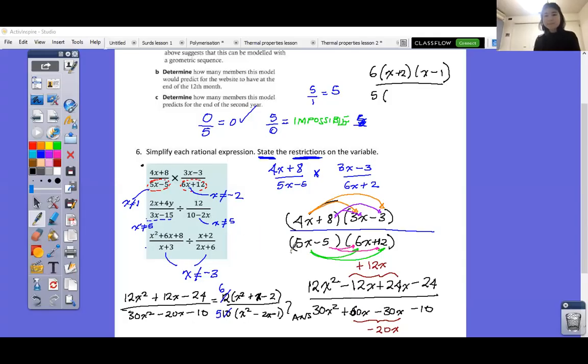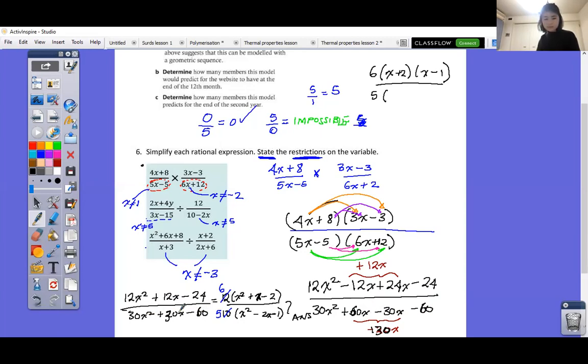Okay, so this here should have been 60x. Okay, and then this here is still minus 30x, and then this would be minus 60 here. Yeah, so now if I do 60 minus 30, this will be plus 30x, with a minus 60. So I now have 30x squared plus 30x, minus 60.